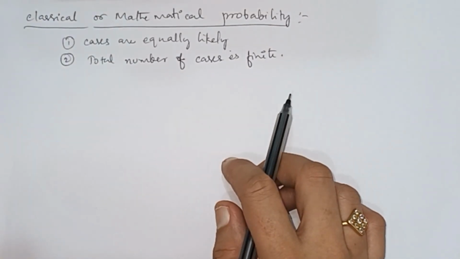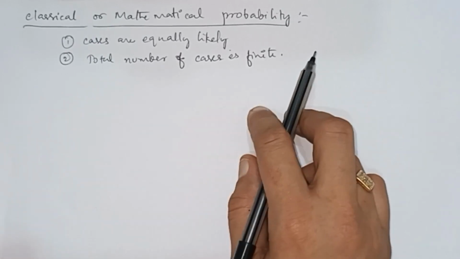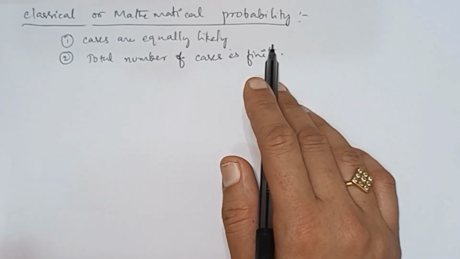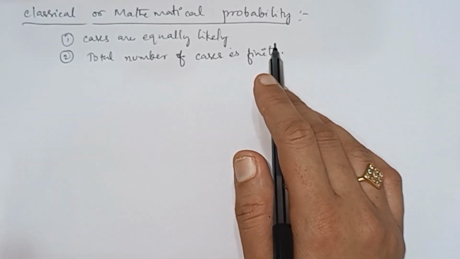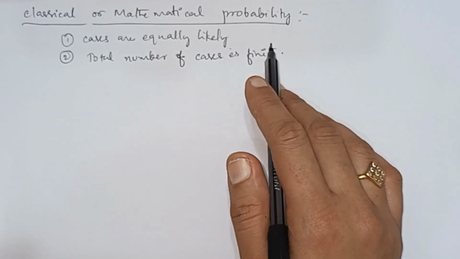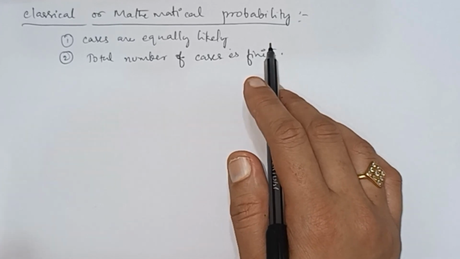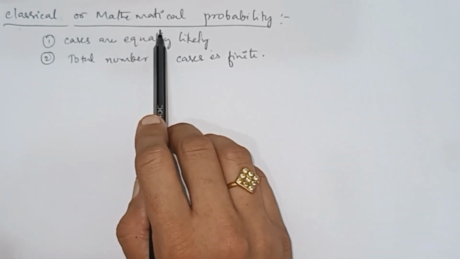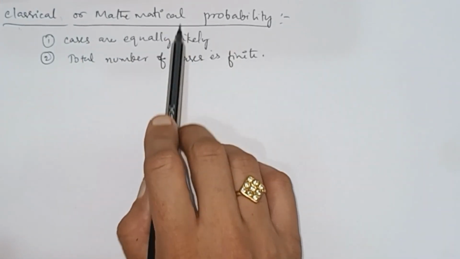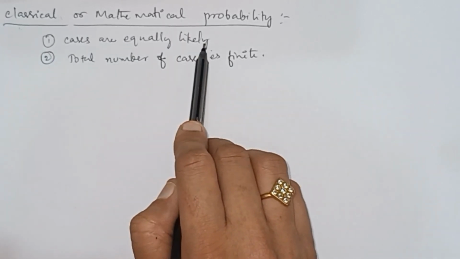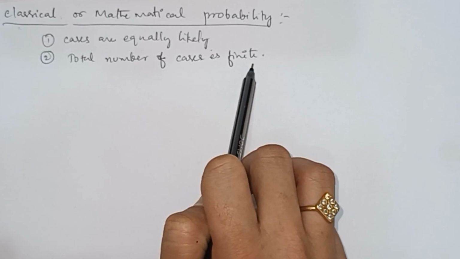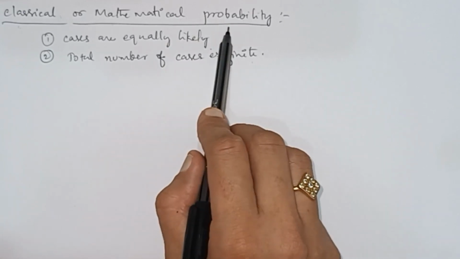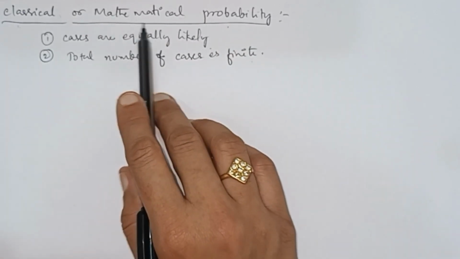Now let us define the concept of probability. Probability of any event is nothing but the chance of occurrence of that event, because a random experiment is that kind of experiment where we cannot predict the outcome in advance, though we know the possible outcomes. That's why we are finding the chance of occurrence of that particular event. There is the classical or mathematical probability. This probability is applicable when the cases are equally likely and the total number of cases is finite. So the total possible outcomes is finite, and each outcome is equally likely. In that case we apply the concept of classical probability.